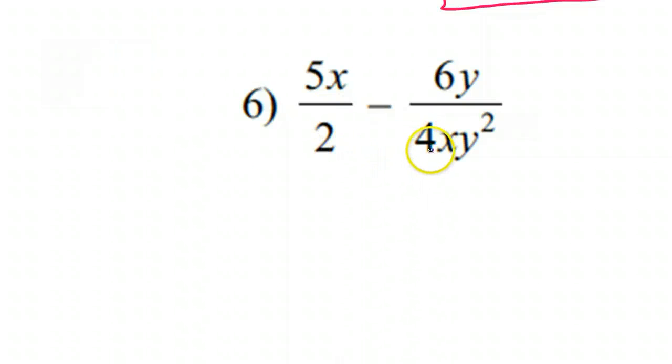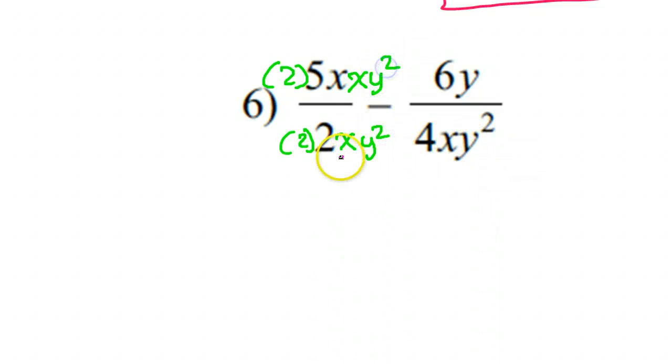Look here. This side has a 4. This only has a 2. So if I multiply by 2, now it's a 4. Great. Got to do it to the top. This side has an x. This doesn't. Got to do it in the top and the bottom. This has y squared. This doesn't. Got to do it in the top and bottom. Now both denominators are 4xy squared.